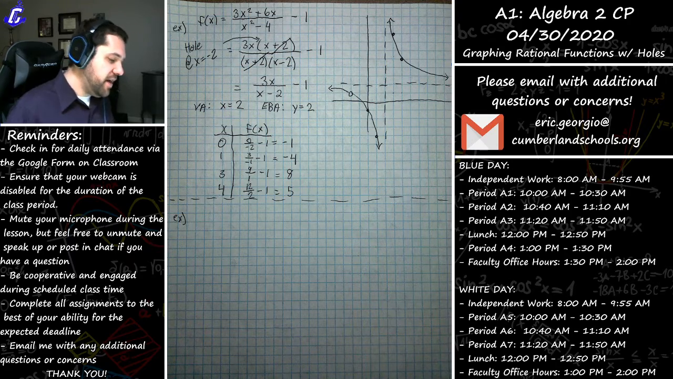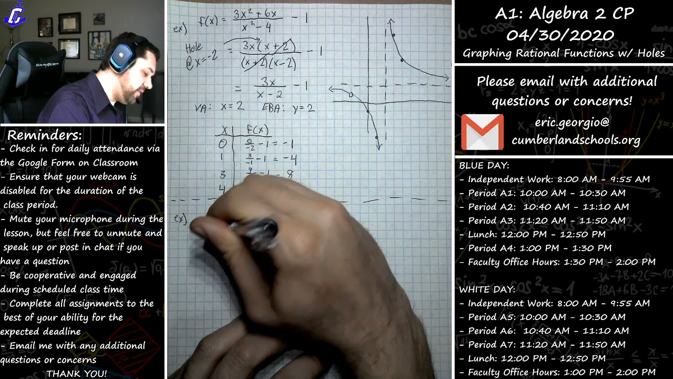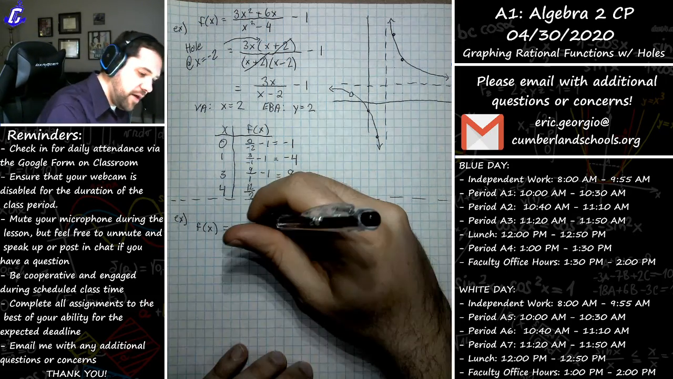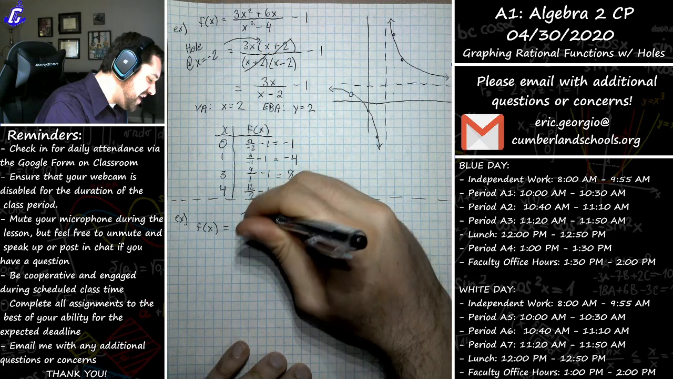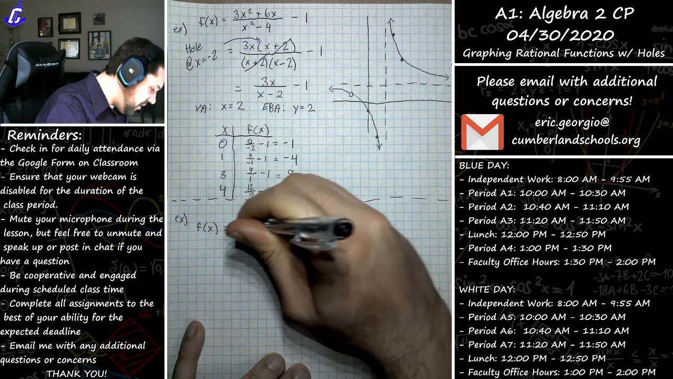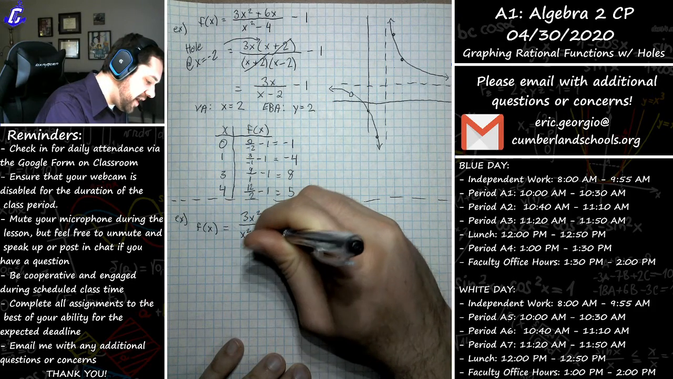One more to go then. I like this one a lot. I mean, I like them all. Let's not kid ourselves, I like all math. We got 3x squared minus 48, all divided by x squared plus 3x minus 4.